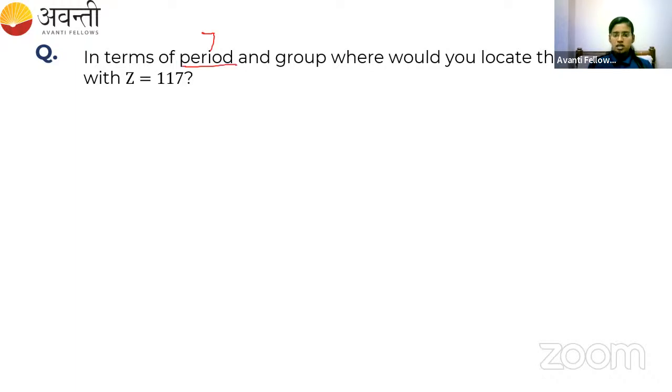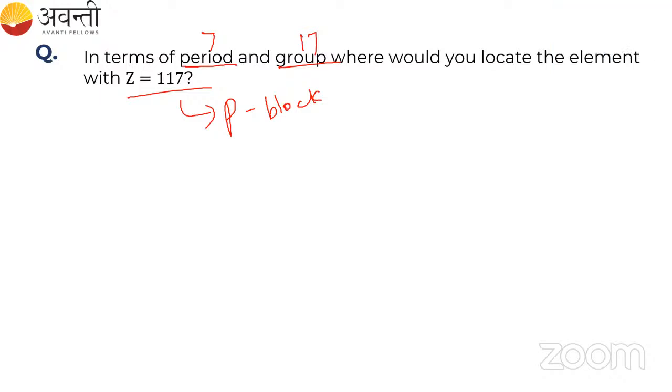It belongs to the last row, and the group number is 17. If you're asked to find out the block, it is a P block element. Got it? Because 118 is the last element in the periodic table, which occupies the P block. So 117 will be just before 118, which occupies the P block again. Got it? Shall I go ahead with a previous year question from NEET?